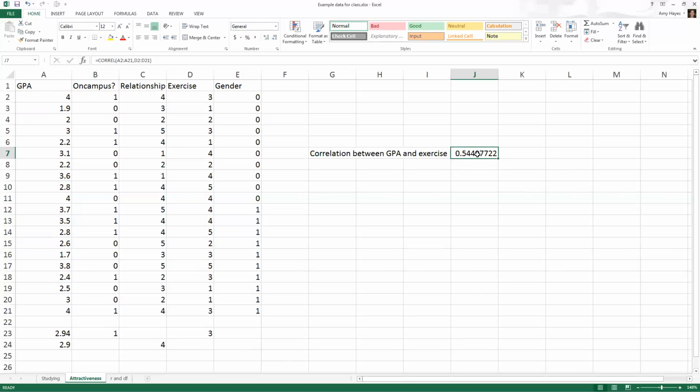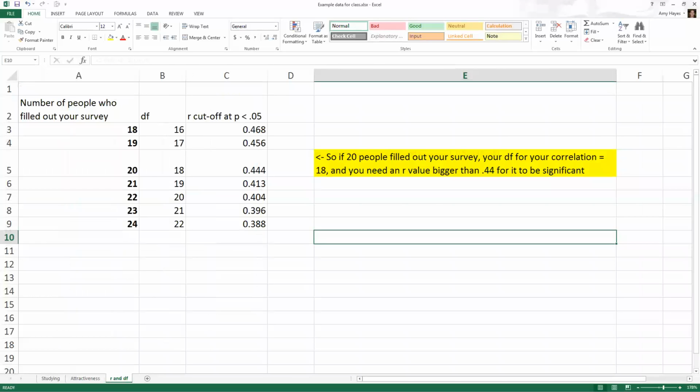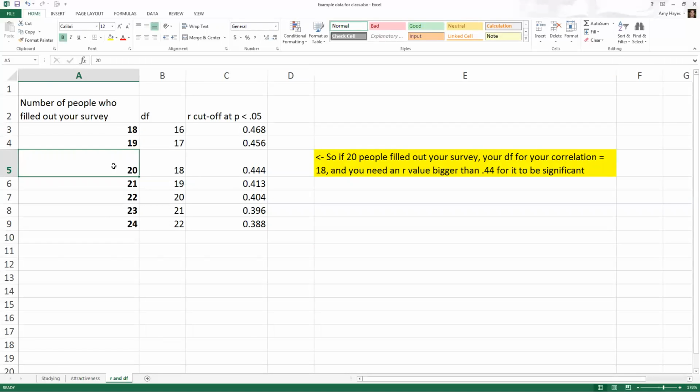So what you need to do is interpret this r that you get based on your sample size to see if it's significant. So in this file that I've uploaded on Blackboard, if you look down at the bottom in one of these tabs, I've actually pulled the numbers out of the statistics textbook so that you don't have to do that. So look in this column first and say, okay, how many people filled out your survey? I asked you to do 20. If you have a few more or a few less than that, I have those numbers up here too. But let's say you had 20 people in your sample.